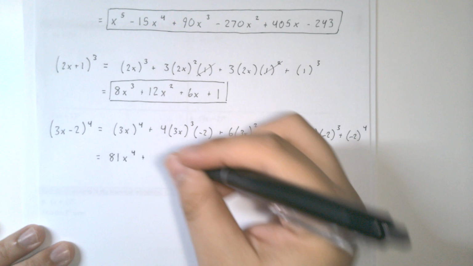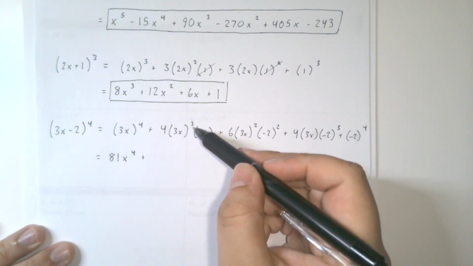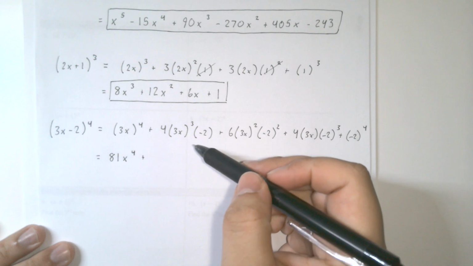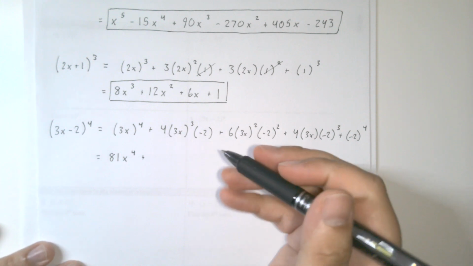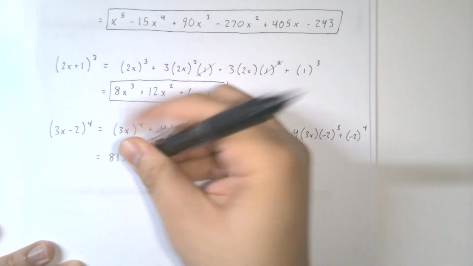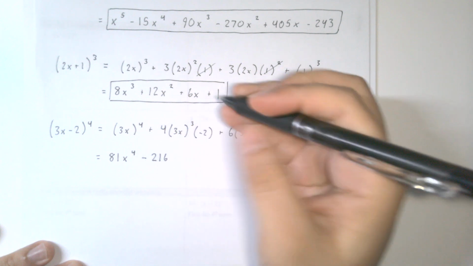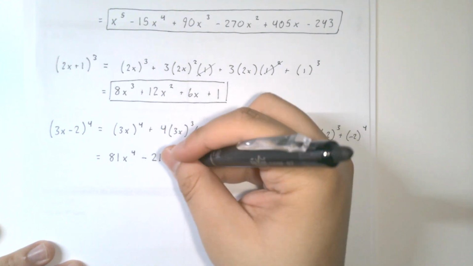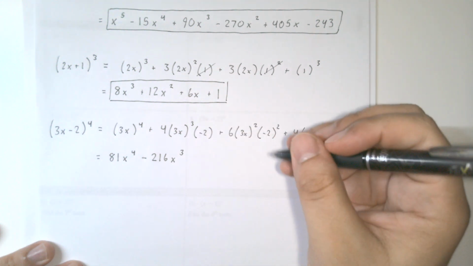Next we have 3 cubed, which is 27, and then times negative 2 is going to be negative 54, and then times 4 is going to be negative 216. And then we have this x cubed, so negative 216 times x cubed.